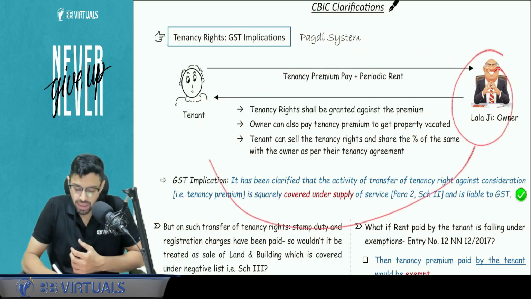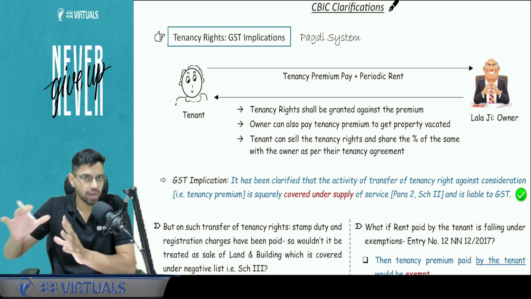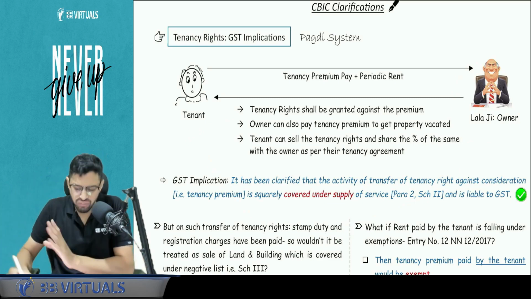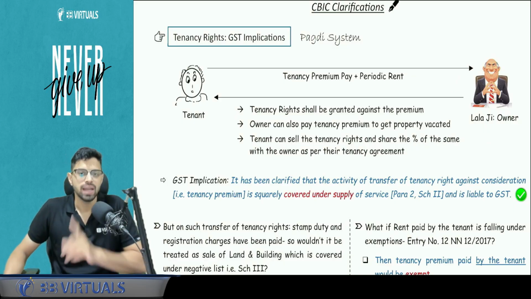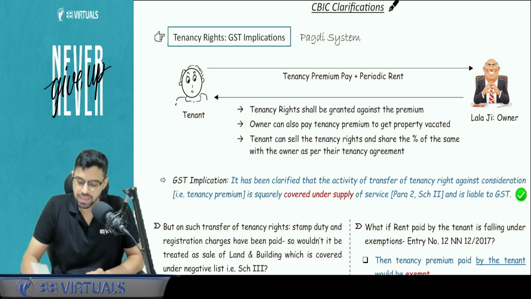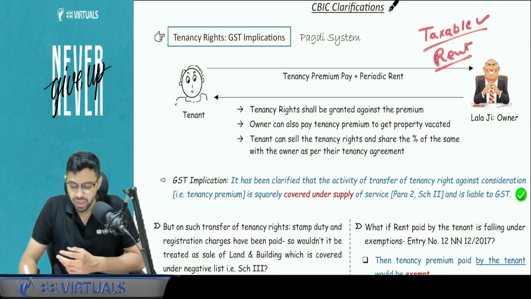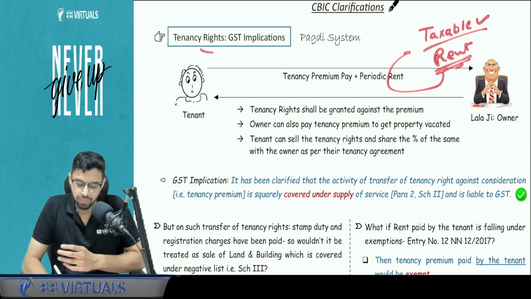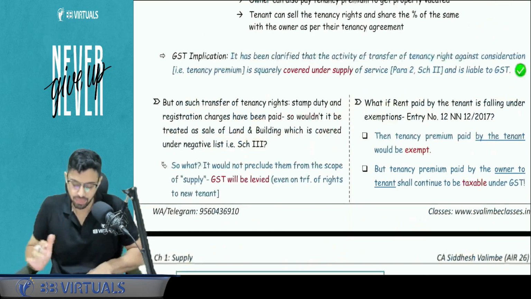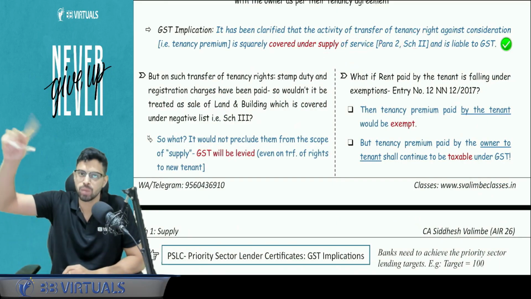Owner can also pay a tenancy premium to tenant, for example, in case of early vacation. Contract of tenancy was for 10 months. After 6 months, owner says to the tenant that I want you to leave. I will pay you tenancy premium. Is tenancy premium under GST? Answer is yes. It is very much taxable because it is considered just like supply of service of rental. Okay? Is this okay? So if you give a property on rent, this is just like that. Tenancy premium is exactly like that. Okay, so this is covered under supply of services, paragraph number 2, Schedule 2, that we talked about, the renting.